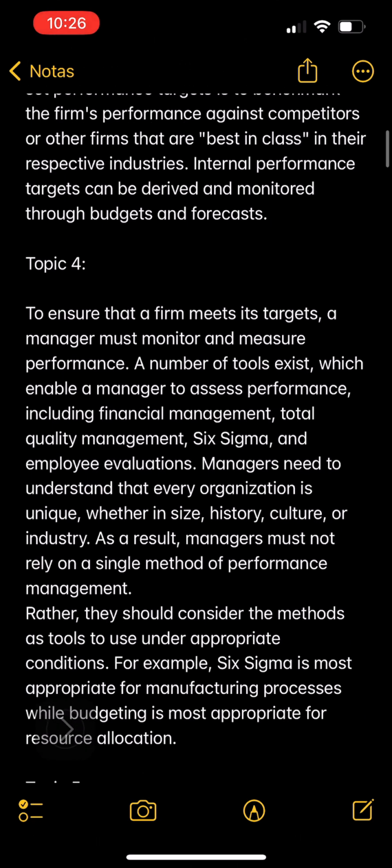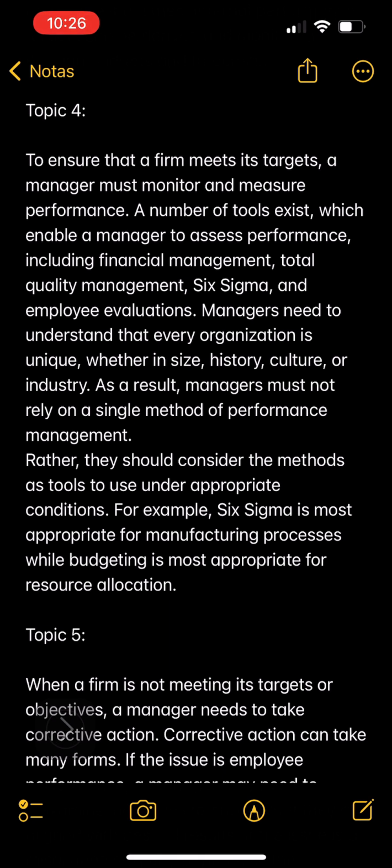Topic 4. To ensure that a firm meets its targets, a manager must monitor and measure performance. A number of tools exist, which enable a manager to assess performance, including financial management, total quality management, Six Sigma, and employee evaluations. Managers need to understand that every organization is unique, whether in size, history, culture, or industry. As a result, managers must not rely on a single method of performance management. Rather, they should consider the methods as tools to use under appropriate conditions. For example, Six Sigma is most appropriate for manufacturing processes while budgeting is most appropriate for resource allocation.